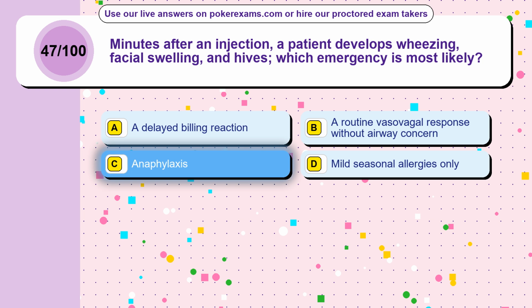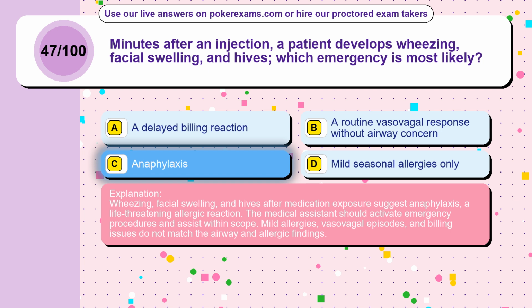Anaphylaxis. Wheezing, facial swelling, and hives after medication exposure suggest anaphylaxis, a life-threatening allergic reaction. The medical assistant should activate emergency procedures and assist within scope. Mild allergies, vasovagal episodes, and billing issues do not match the airway and allergic findings.